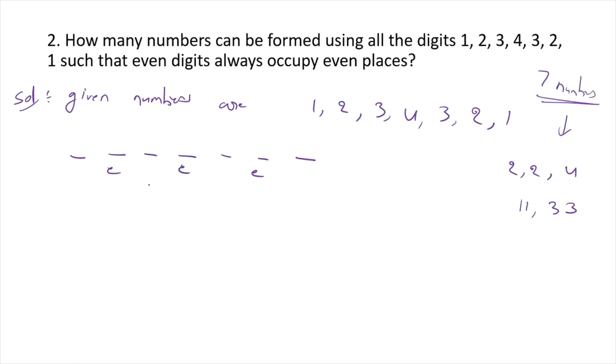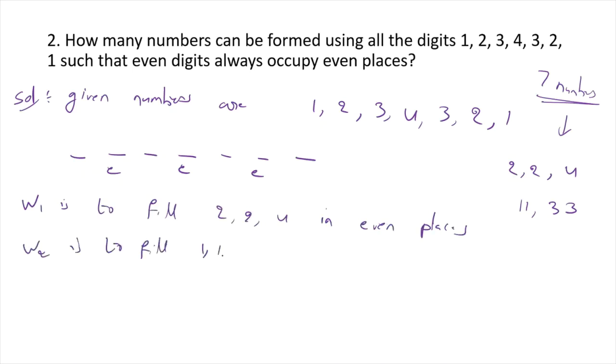I have to fill these 2, 2, 4 in these 3 blanks, E E E, and I have to fill 1, 1, 3, 3 in the remaining blanks. So W1 is to fill 2, 2, 4 in even places and W2 is to fill 1, 1, 3, 3 in odd places.